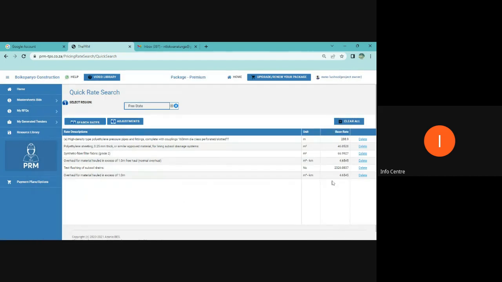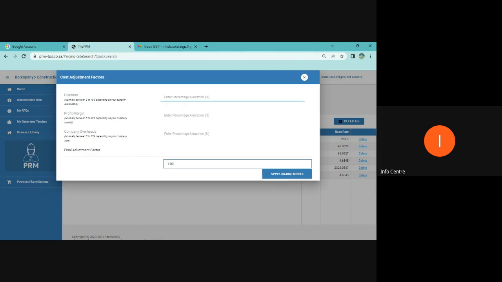From there, I've got my base rates. You know, I'm not done until I add my adjustments. So here I'm going to put 5% for my discount. I'm going to put 8% for my profit margin, and I'm going to put 10% for my overhead. Again, this depends on my company, the relationship that I have with my individual suppliers for my discounts, my profit margin, how well do I know my client, and what's my company policy. Overheads, obviously, what are the main office overheads, the ones that are not directly working on the project, but are supporting the project. Then I apply my adjustment.